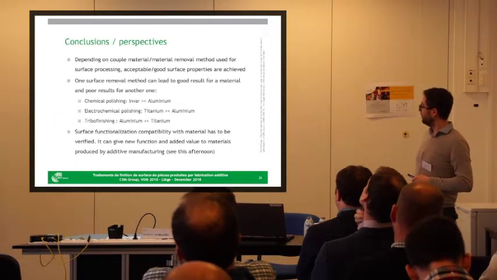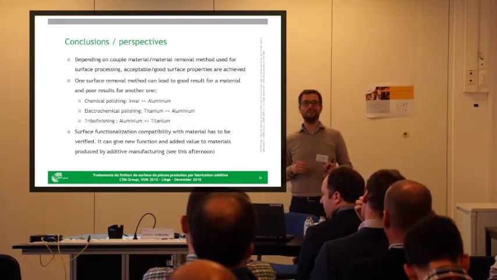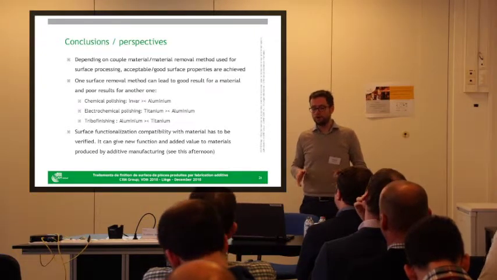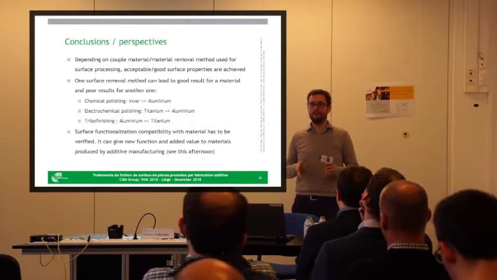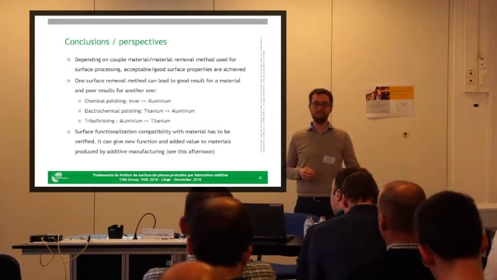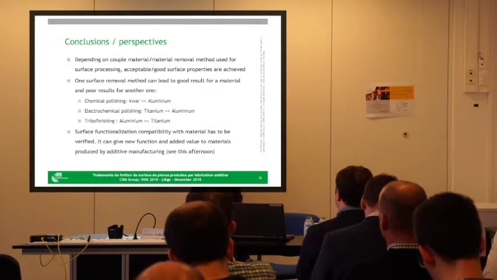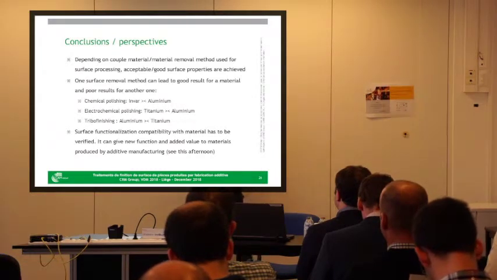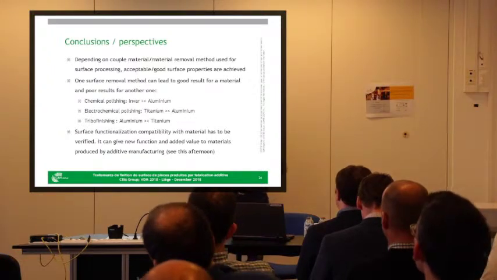To conclude, I would say that depending on the material and process that we use, up to now, to my knowledge, I have not found a method that can be applied to all materials. We have to use different methods for different materials. For instance, chemical polishing can give a roughness decrease for Invar, but for aluminum it's not that good.